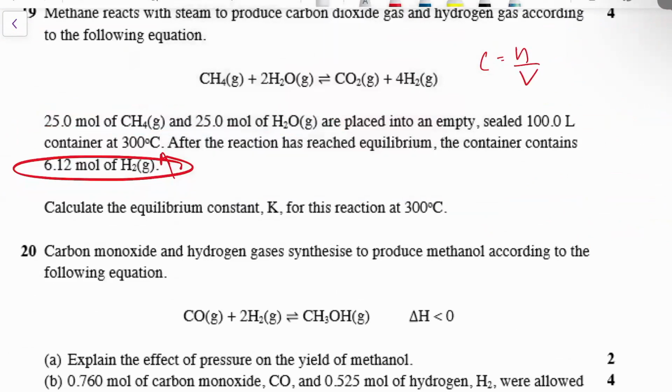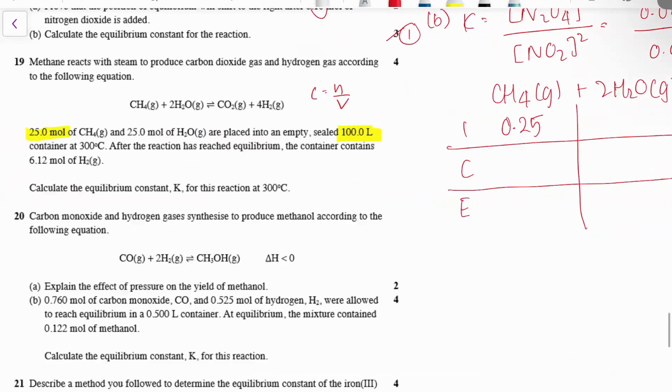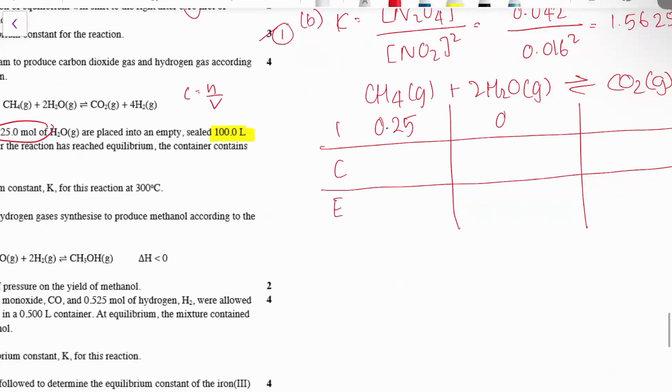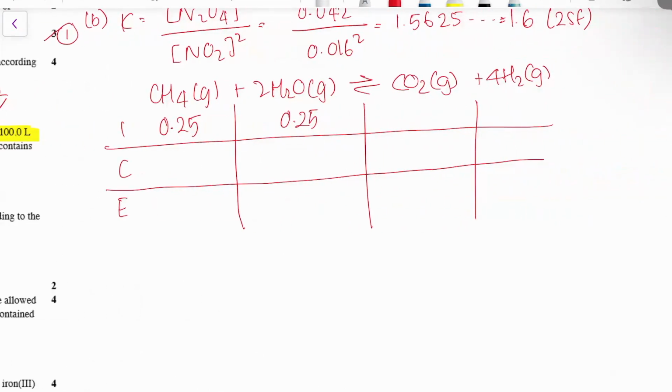It's easy for this question because the volume is just 100, so it's easy to divide by. So 25 moles of CH4 in a 100-liter container, 25 divided by 100 is 0.25 molar. So that's for CH4. Then H2O, 25 divided by 100, 0.25 molar as well. And then they haven't given you the initial concentrations or amounts of the products, which means we assume that it's 0, because we haven't added it in.